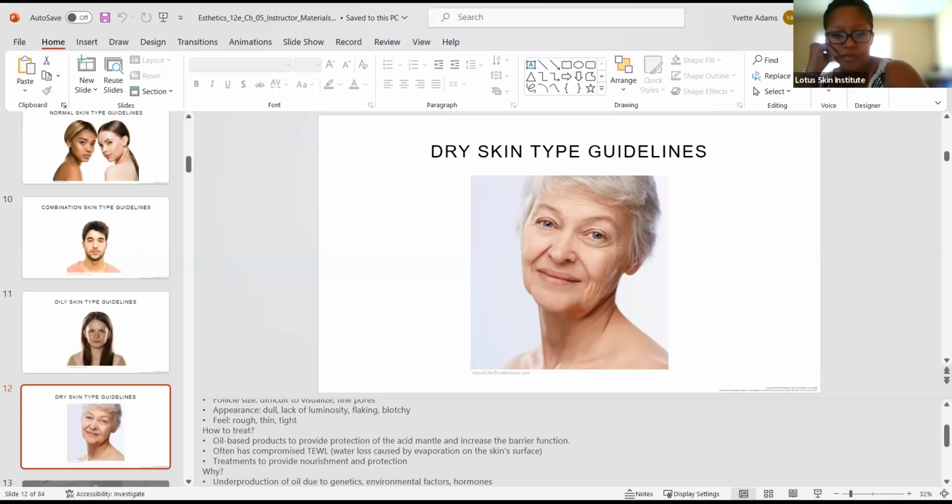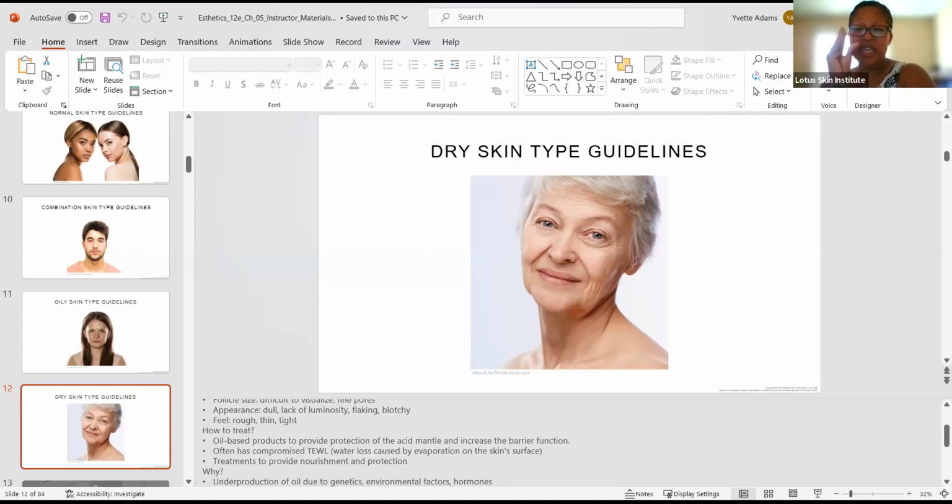Also, a lot of times dry skin has a compromised transepidermal water loss. That is part of our barrier function as well, right? So to make sure that we're not losing water on the surface of the skin, which we call transepidermal water loss, we want to make sure that we're building up the barrier.